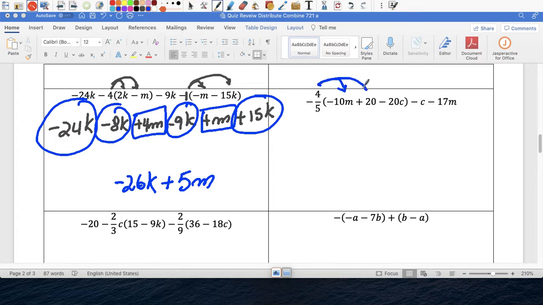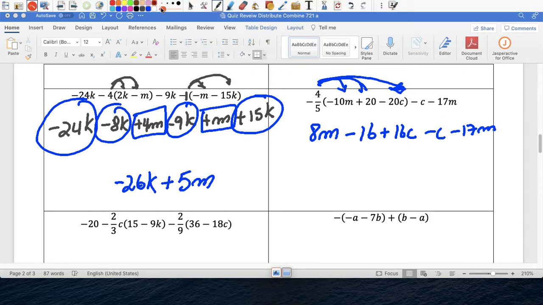Distributive property happens here. Negative times negative is a positive. 10, that's going to give me 8m. Negative times a positive is a negative, and 4/5 of 20 is going to be 16. Negative and negative is a positive, and again, it's going to be 16 again. This time it has a c, and then the minus c and the minus 17m.